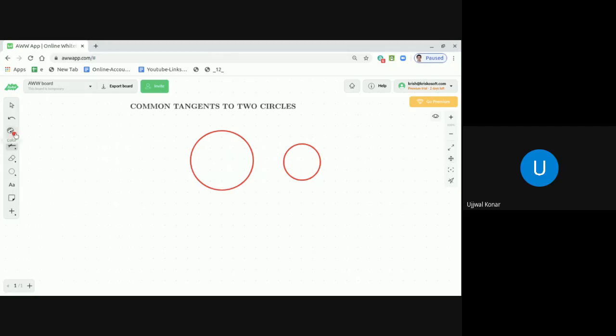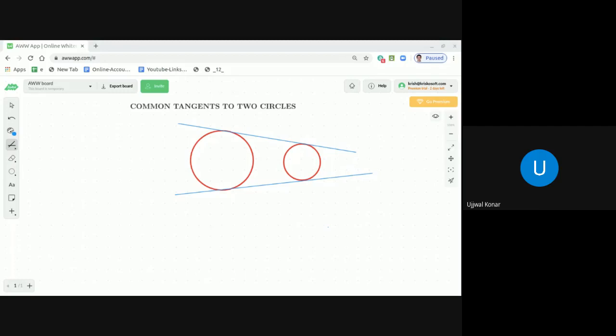If I draw this in blue color, it is a kind of straight line which is something like this, and here also you can draw. If you look into this, the two straight lines I drew in the blue color are called the direct common tangents. Why are they known as direct common tangents? Because a direct common tangent is a tangent touching two circles at different points and not intersecting the line of centers between the centers.